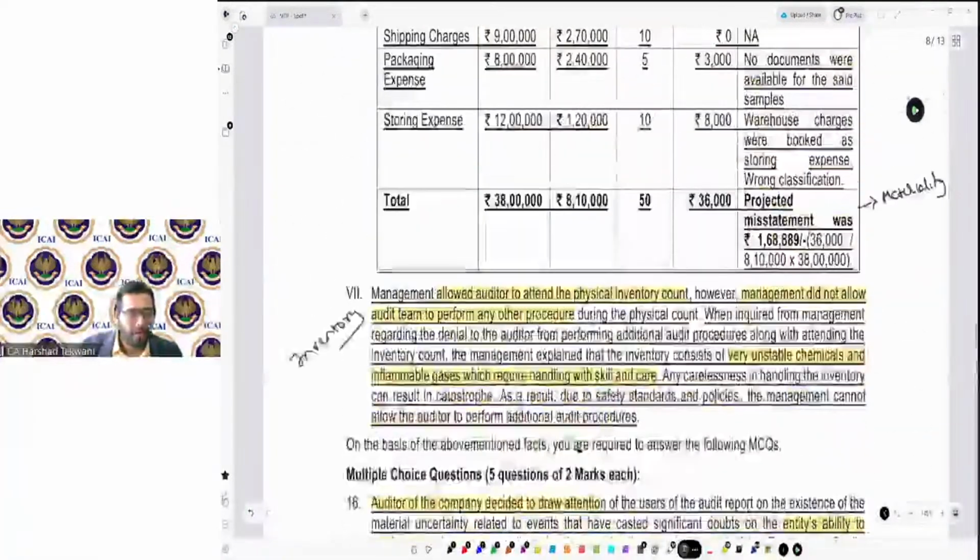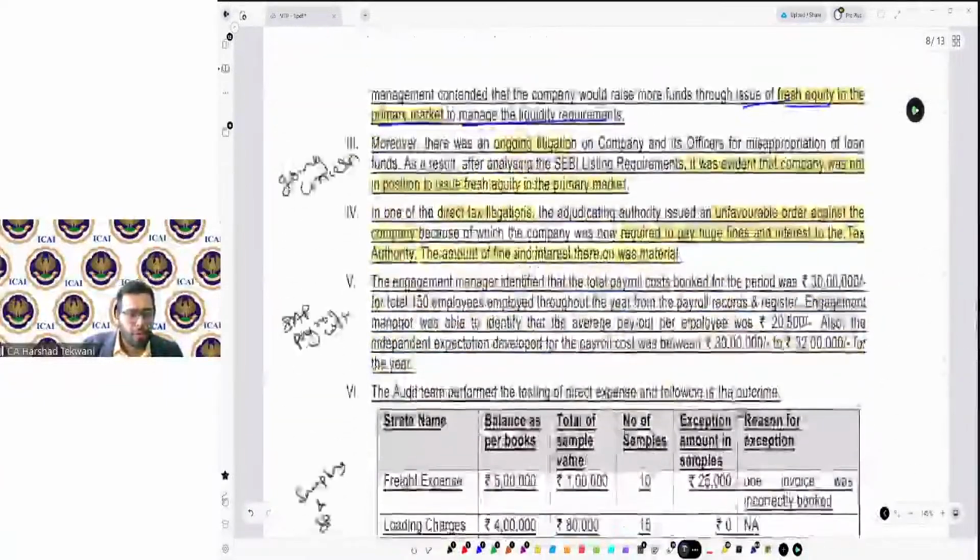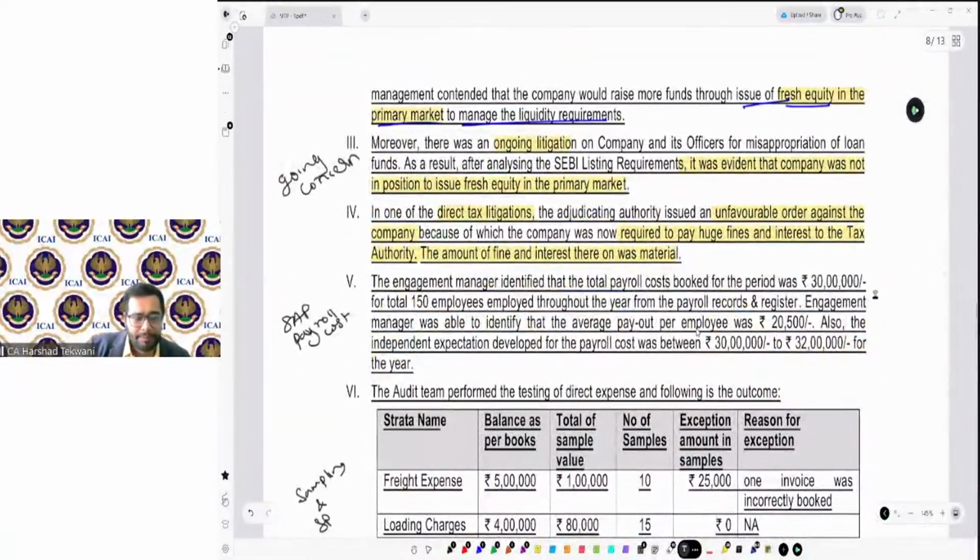So they have come to a conclusion of a recalculated payroll cost of 30,75,000. If you see the information above, the payroll cost booked was 30 lakhs. They identified that the payout per employee was 20,500 and there were a total of 150 employees. So 150 employees with an average of 20,500 per employee comes to 30,75,000. Plus, an independent expectation developed for the payroll cost was between 30 to 32 lakh.